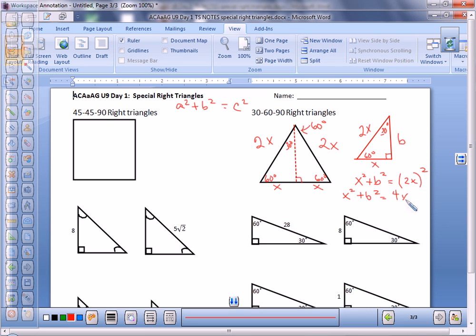So if I'm solving for b, what has to happen? You have to move this over here, don't you? To move that over there, what do we do? Subtract. So we get b squared equals 4 minus 1, 3x squared. 4x squared, take away 1x squared, leaves us 3x squared. All right, now to solve for b, once again, it's a length, so I don't have to do the plus or minus, just the positive. I have to take the square root of both sides.